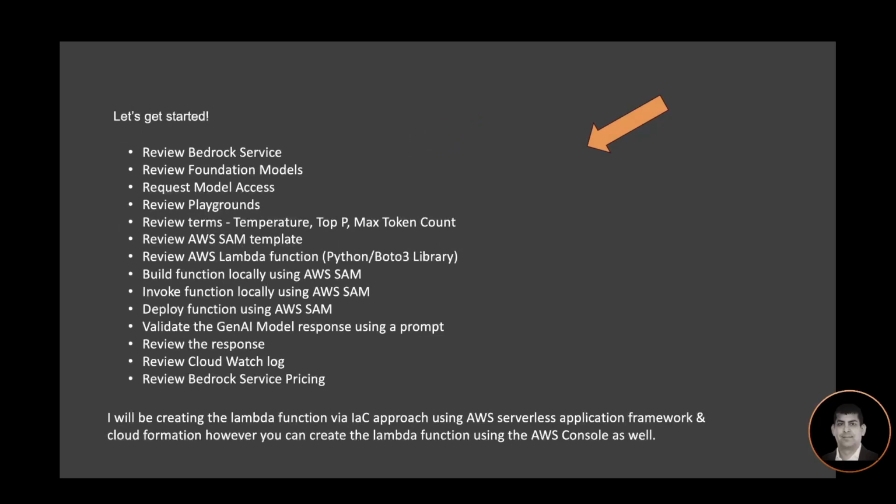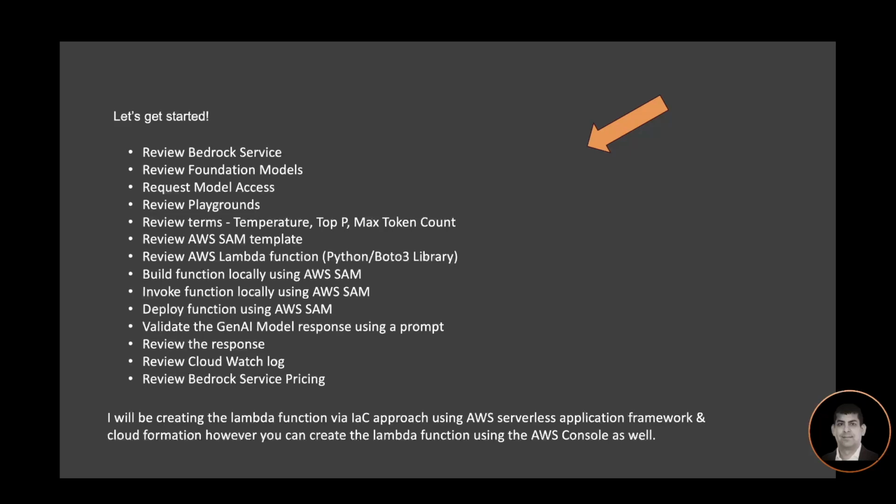Let's get started. We're going to review the Bedrock service, we'll review the foundation models, we'll request model access, we'll review playgrounds provided by AWS, and we'll review some key terms like temperature, top P, and max token counts. We'll also review the AWS SAM template, since I'm developing my Lambda function using the serverless framework. So we'll review the Lambda function, which is written using the Python Boto3 library, and then I will build the function locally using AWS SAM. I will validate the function by invoking it locally, and then we'll deploy the function using AWS SAM.